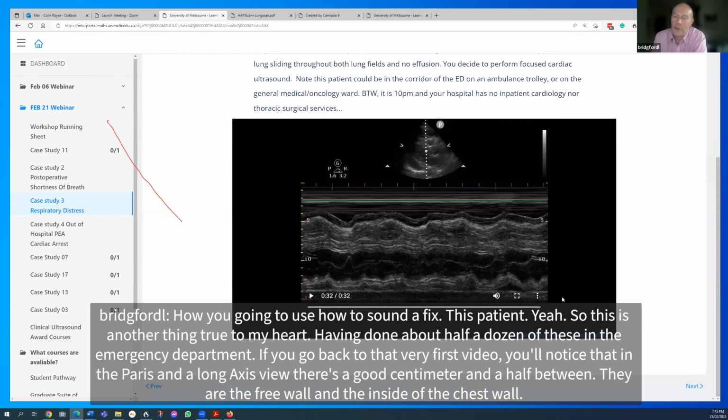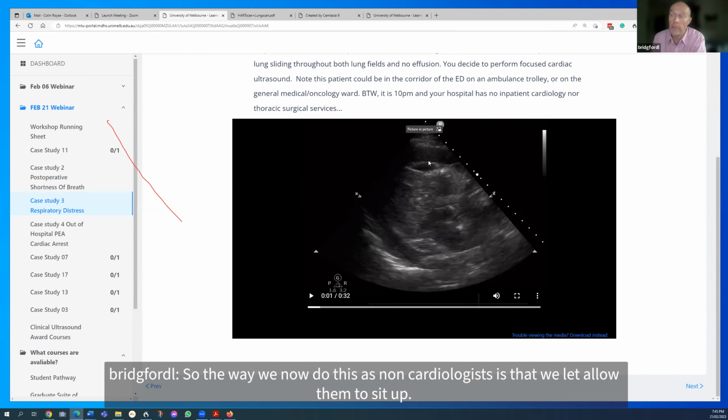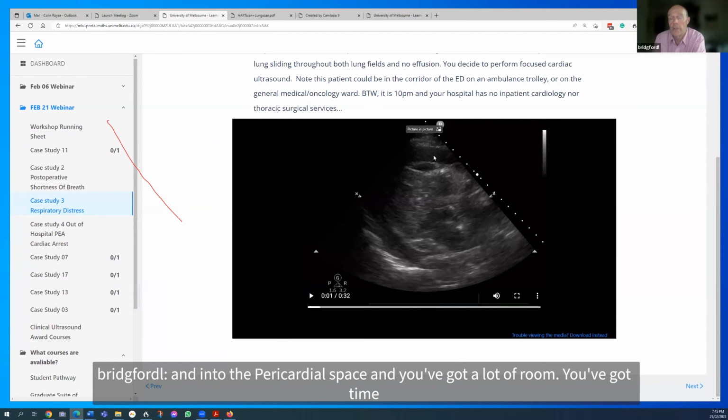Yeah, so this is another thing true to my heart, having done about half a dozen of these in the emergency department. If you go back to that very first video, you'll notice that in the parasternal long axis view, there's a good 1.5 centimetres between the RV free wall and the inside of the chest wall. So the way we now do this as non-cardiologists is that we allow them to sit up, and we use a linear probe and come in between the ribs at the apex of that picture and watch the needle in an in-plane approach come down through the intercostal muscles and into the pericardial space.